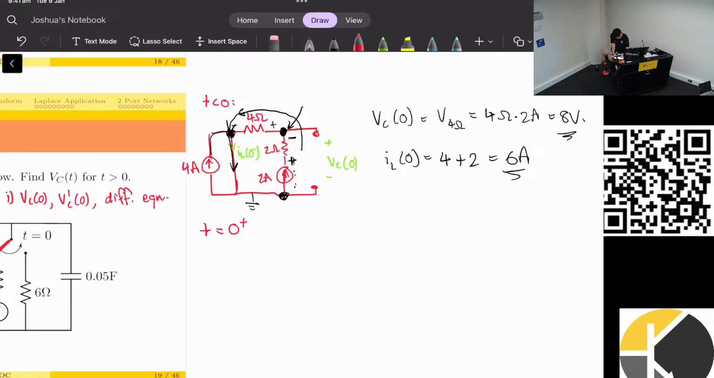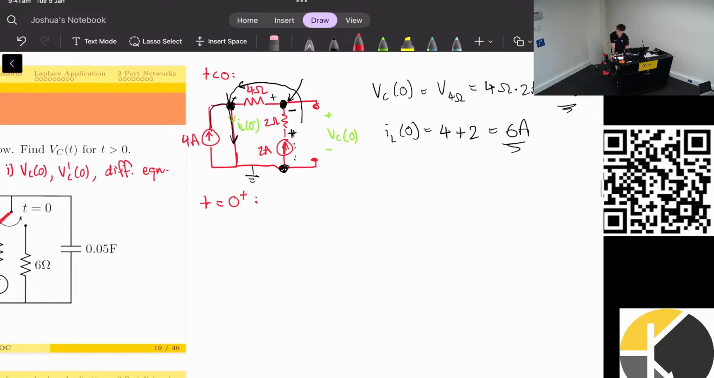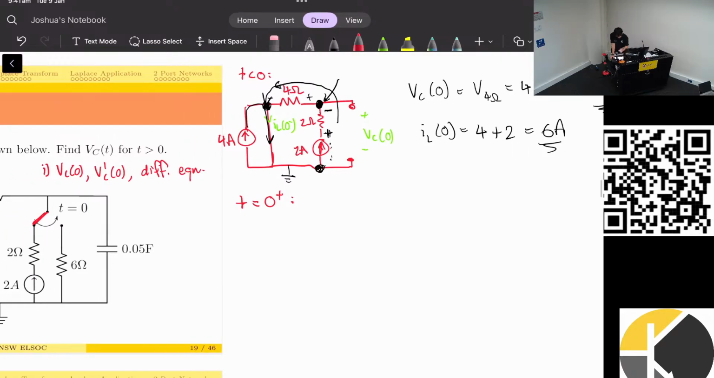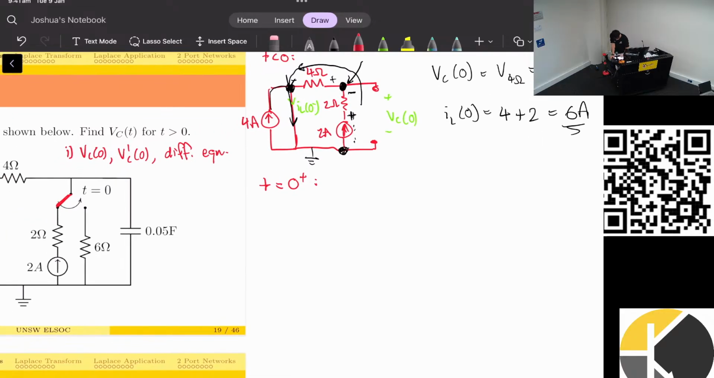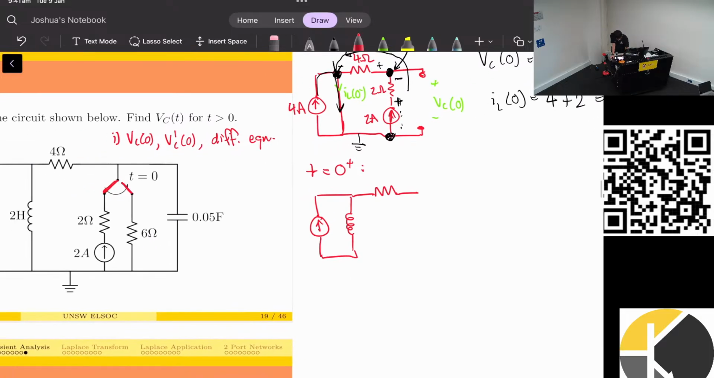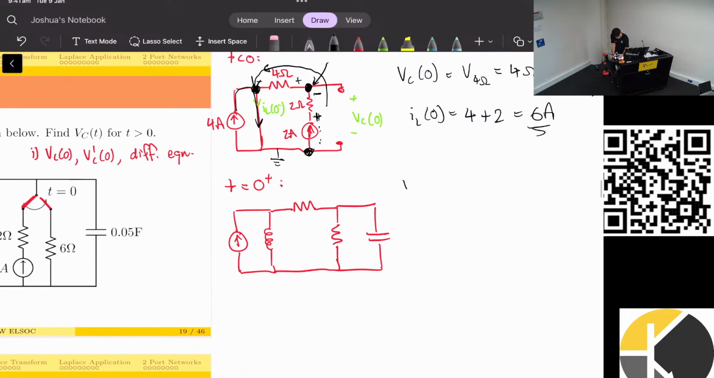Then to look at the initial derivative, I look at when the switch just closes, which is just after t equals 0, and the circuit will look something like this. Since the circuit switch states, we no longer have steady state for the inductor or the capacitor. And the switch is also flipped, so the switch is now here. So we have just a resistive load there and a capacitor. Okay.